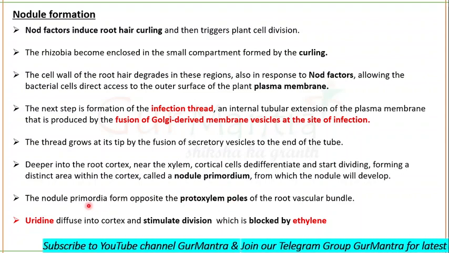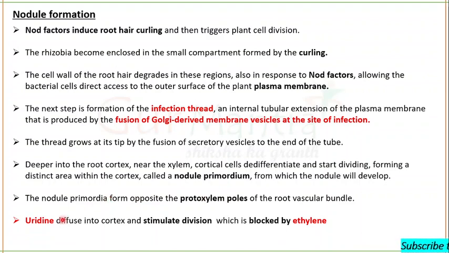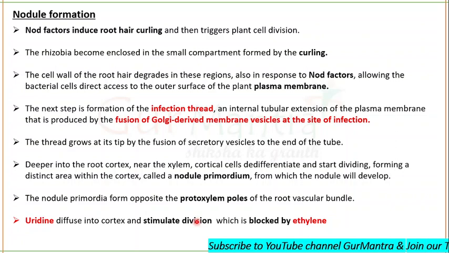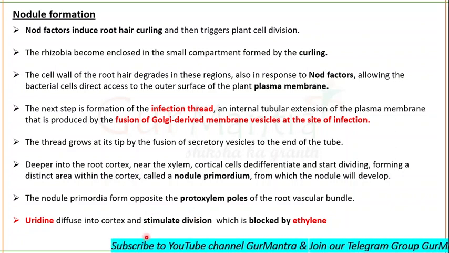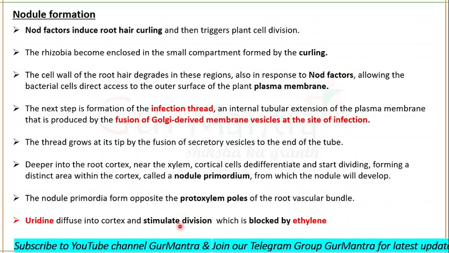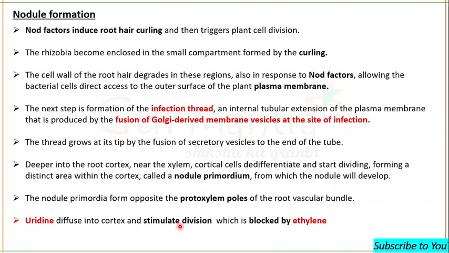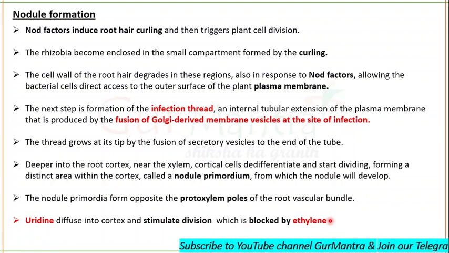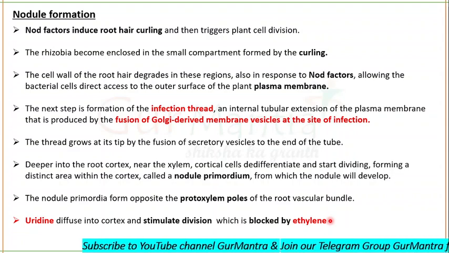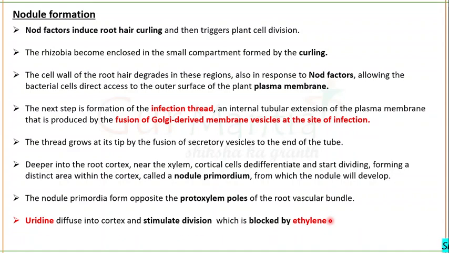So now the nodule primordium has been formed. Auxin will diffuse into the cortex and will stimulate the division of this nodule primordia. And this division, when the nodule has been formed perfectly, will be blocked by ethylene. This ethylene is produced in the pericycle. Okay, it has been produced in the pericycle, but it diffuses to the cortex as well.